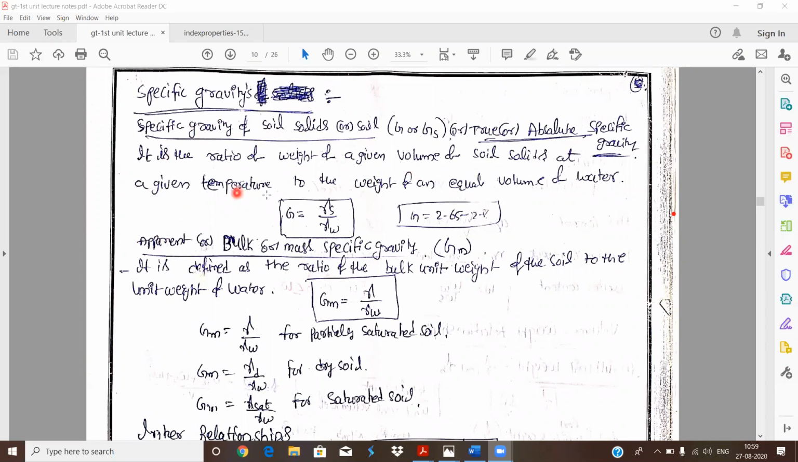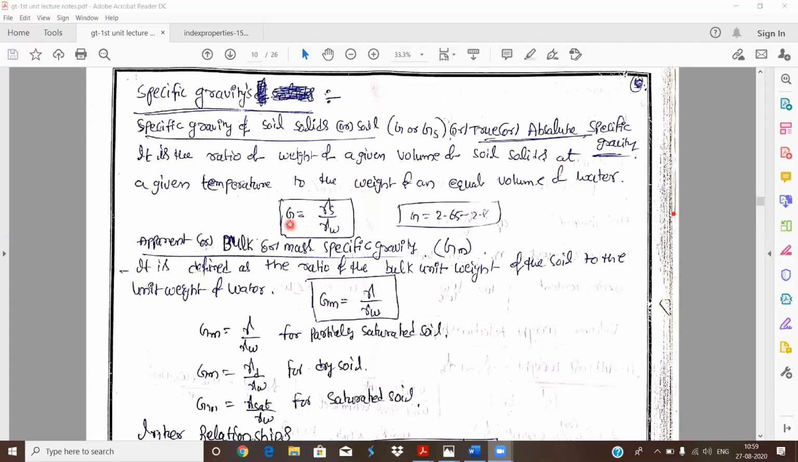The definition is the ratio of the unit weight of soil solids to the unit weight of water. Generally, the range of specific gravity is 2.65 to 2.8. Another definition is the ratio of the weight of a given volume of soil solids at a given temperature to the weight of an equal volume of water.